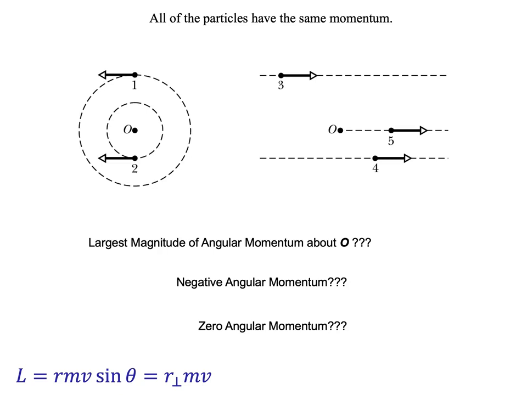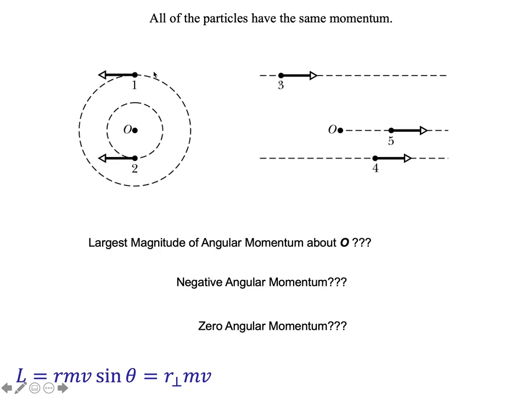Just a quick brain warm up to get yourselves going. I've got two images here. I've got five different particles. All of them have the same momentum. Here's particle 1, particle 2, particle 3, 4, and 5. And I want to know their angular momentum with respect to O. So you can either use this O here for these two, or this point O for these three objects here.